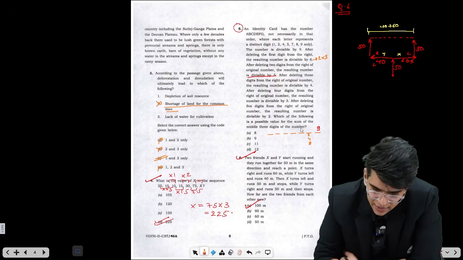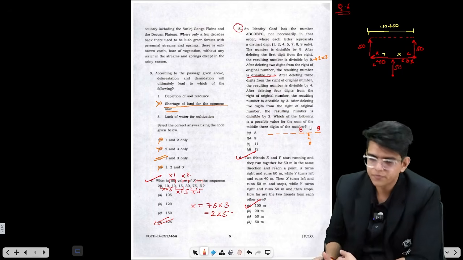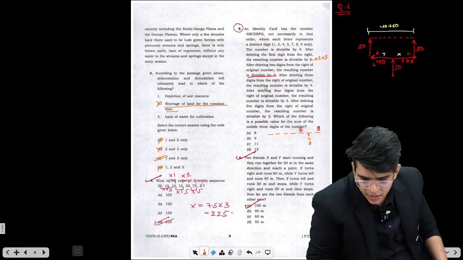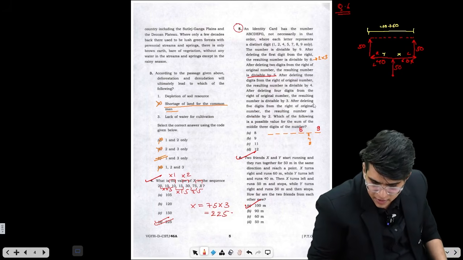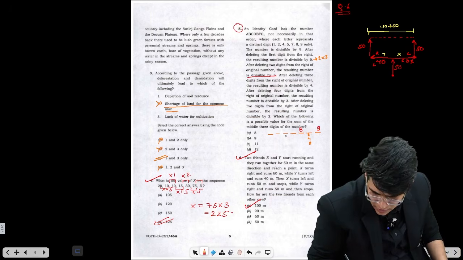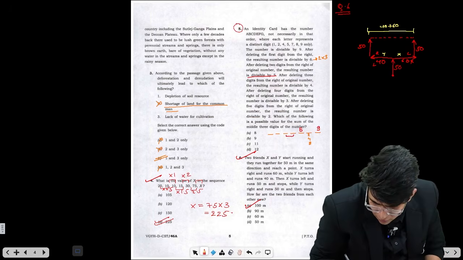So basically, this number should be 0 or 5. We don't have 0, so this number is for sure 5. This number for sure is 5 with this condition. After deleting 3 digits from the right of the original, the resulting number is divisible by 4. That is, these 2 digits are divisible by 4.